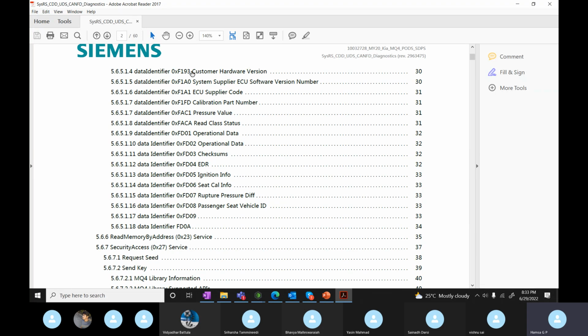Okay, so like this, there will be multiple DIDs where you will get it. Calibration part number. What is calibration?